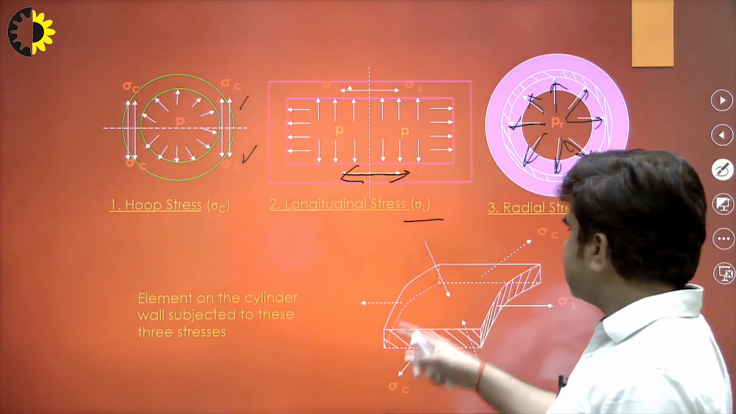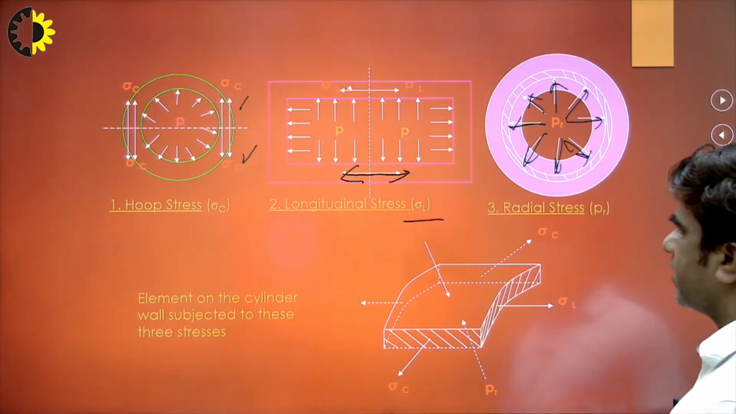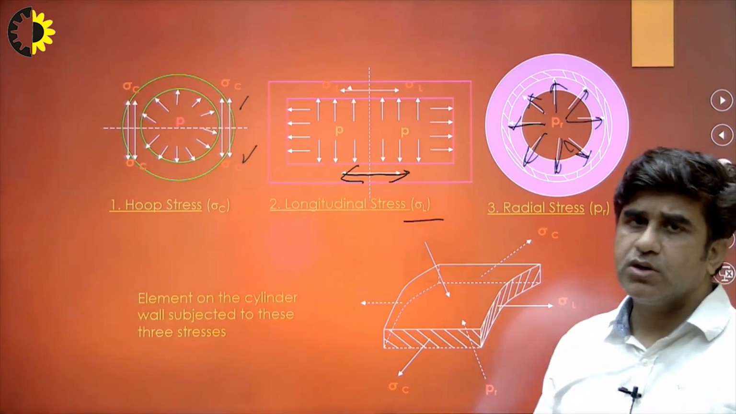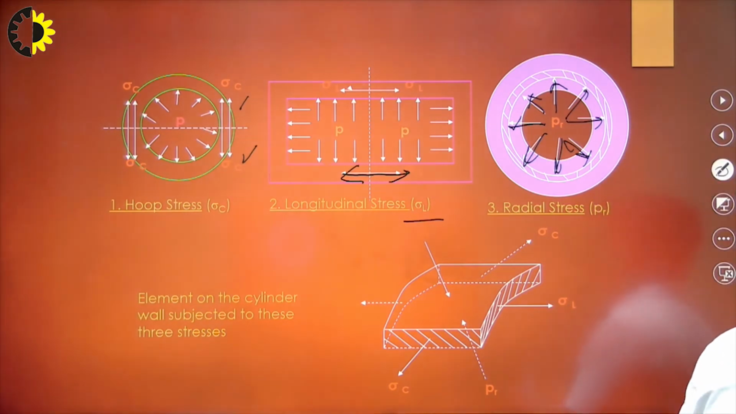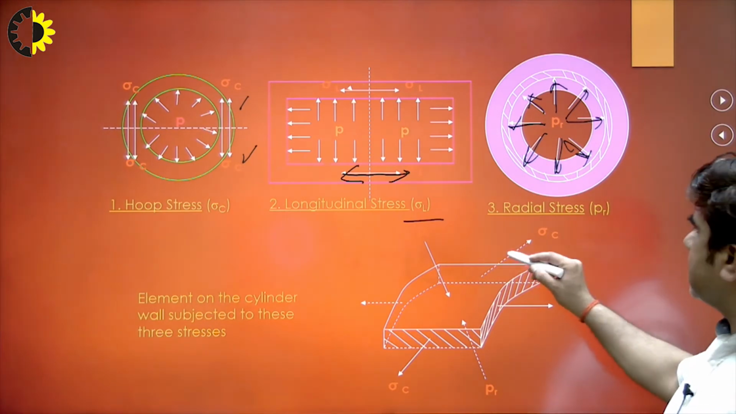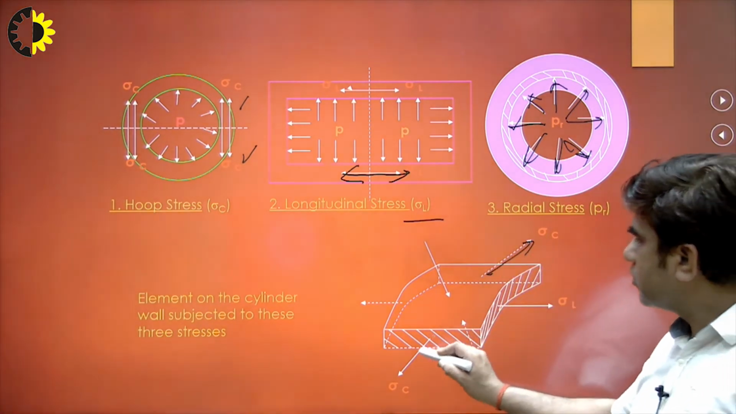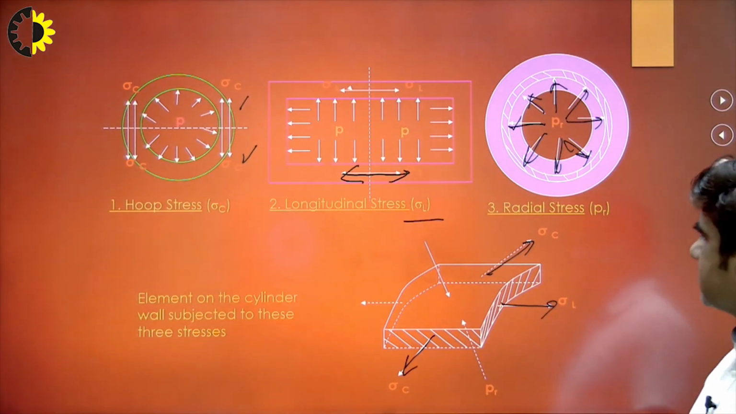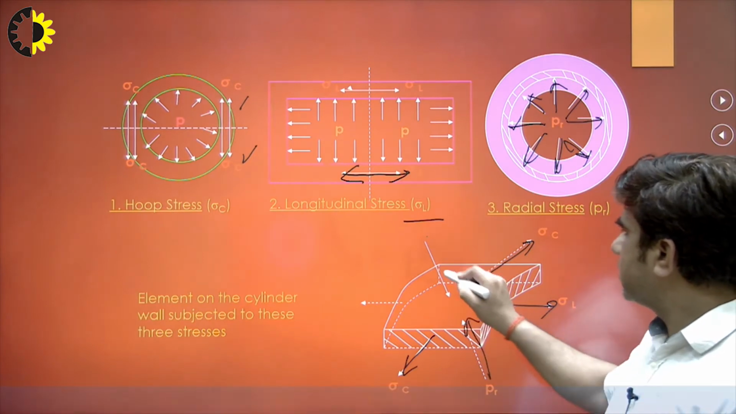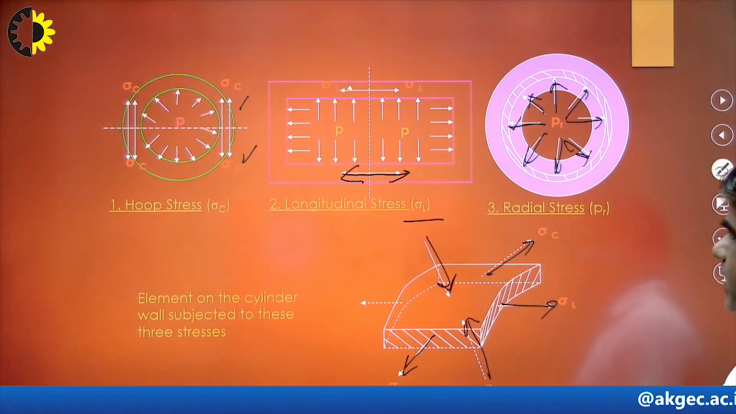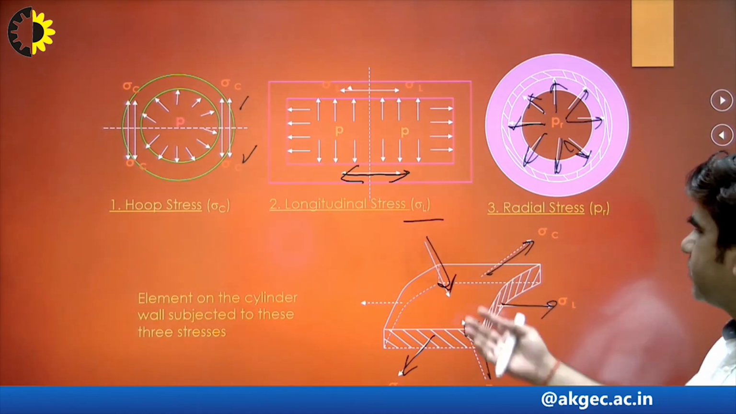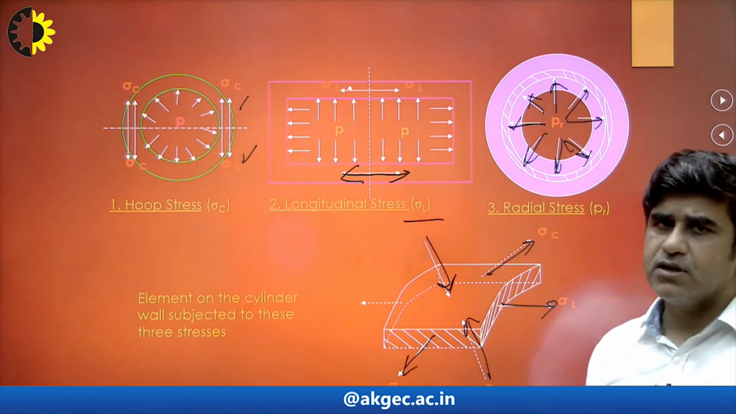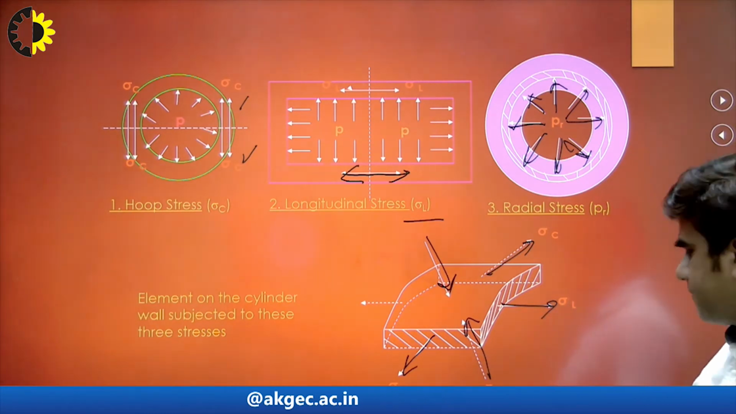Now, if I consider any element on the cylindrical wall, I can show the three stresses induced. This will be the hoop stress, this will be the longitudinal stress, and this will be the radial pressure. If the outer surface is exposed to atmosphere, the radial pressure is 0 there, but at the inner surface there is a radial pressure PR.